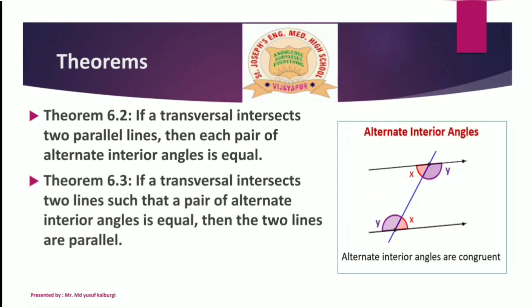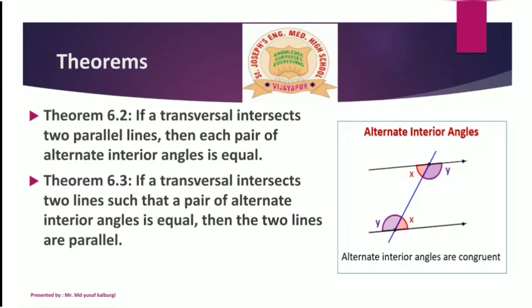What does this 6.3 say? If a transversal intersects two lines such that the pair of alternate interior angles is equal. Now it is just a reciprocal of 6.2. 6.2 said if a transversal intersects parallel lines, then each pair of alternate angles is equal. Now if it is reversed: if a transversal intersects two lines such that the pair of alternate angles are equal, then the two lines are parallel.